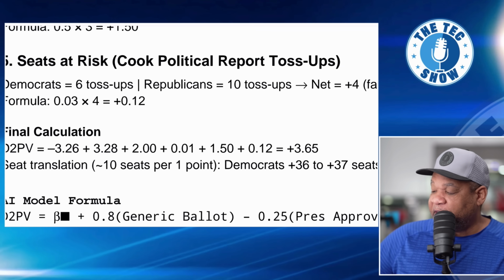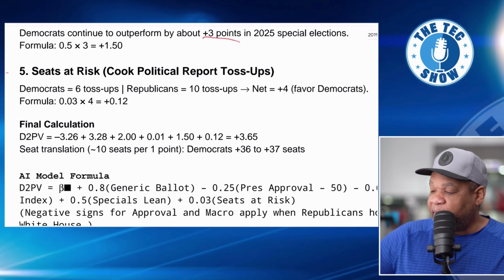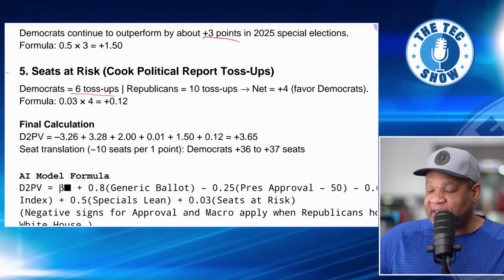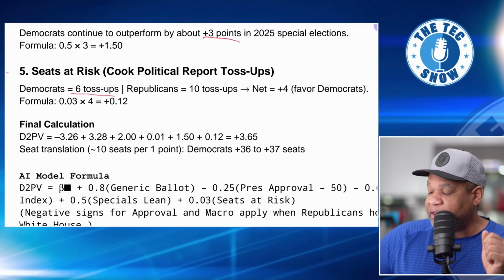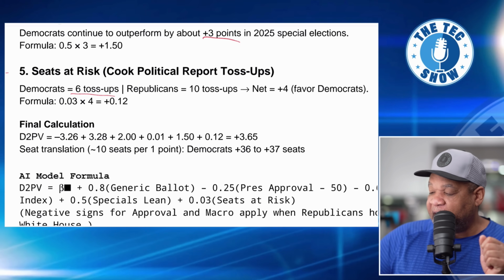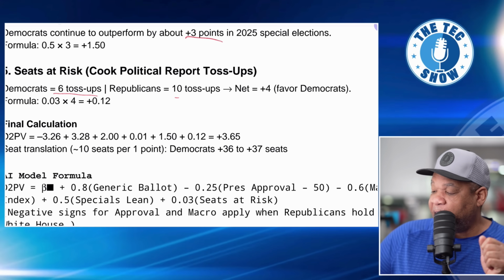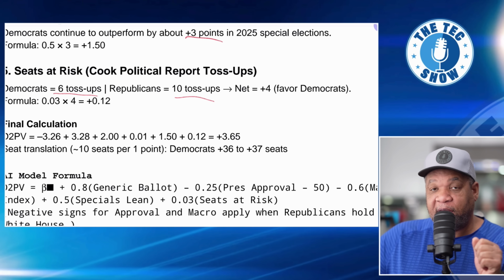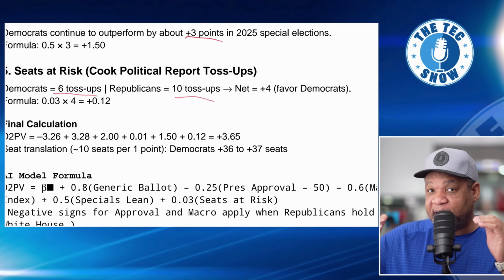Now, this is where we see a change as well. So seats at risk, Democrats right now have 6 toss-up seats, and we're using the Cook Political Report to put this information out. So Democrats have 6 toss-up seats. Republicans now have 10 toss-up seats. And just a week ago, it was 10-10. And so we're seeing some changes here.